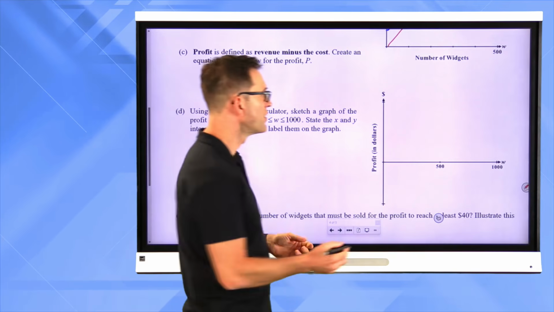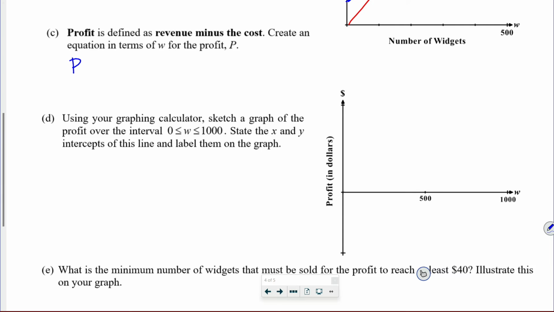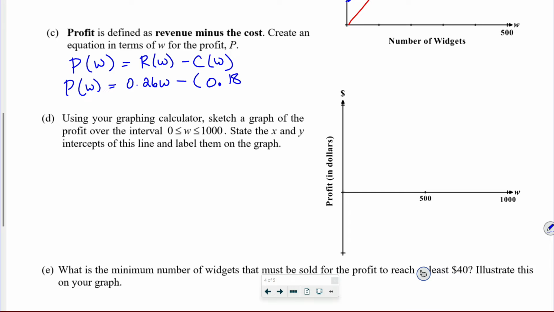All right, well, let's take a look. I'm going to switch back to blue for a moment. What do we know? We are told that profit, in terms of widgets, is equal to my revenue minus my cost. So my profit, in terms of the number of widgets, is going to be 0.26W minus, and I want to be careful here because my cost is a little bit more complicated, 0.18W plus 20.64.